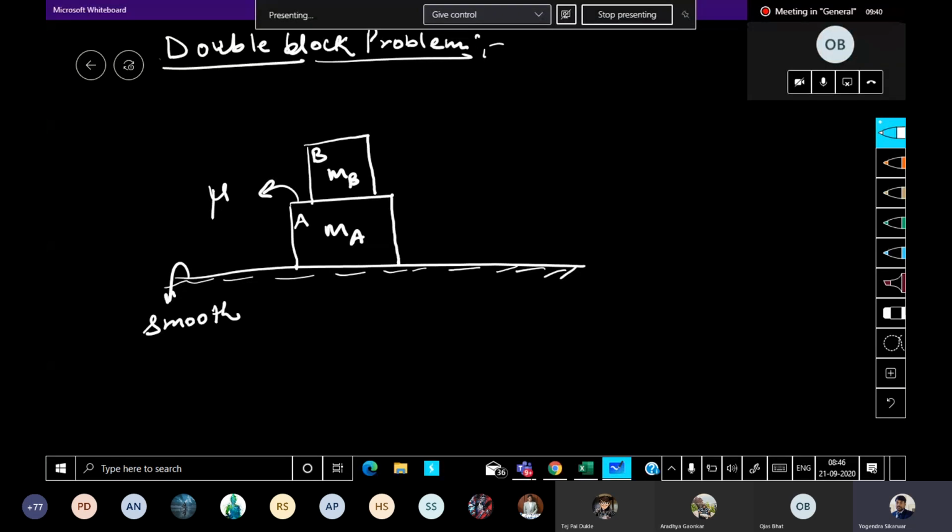Now, when we are going to apply a force on any of the blocks, we can apply force on the upper block also, we can apply force on the lower block also. So when we apply force on any one of the blocks, another block may also move. I am using the word may. So let us see what will be the effect when the forces are being applied on either the upper block or the lower block.